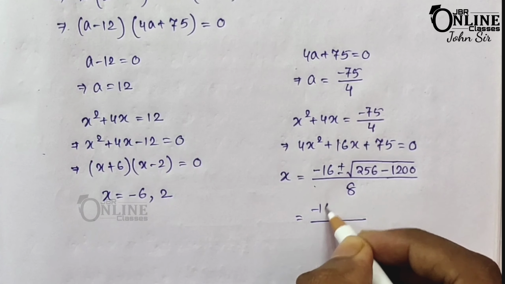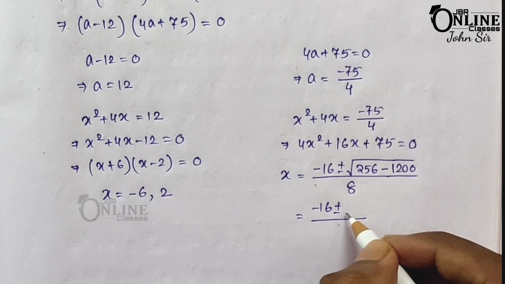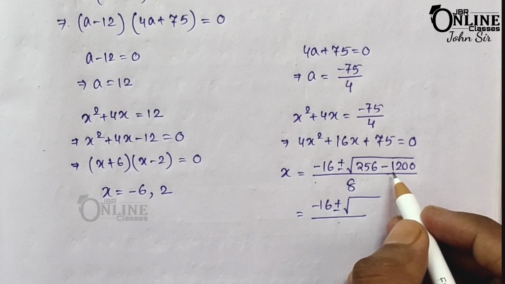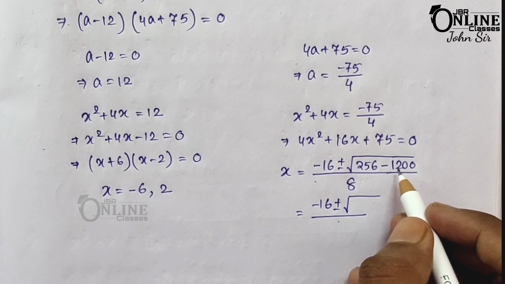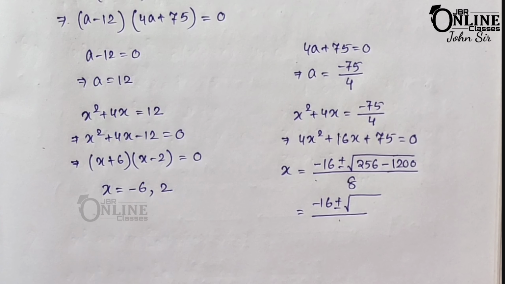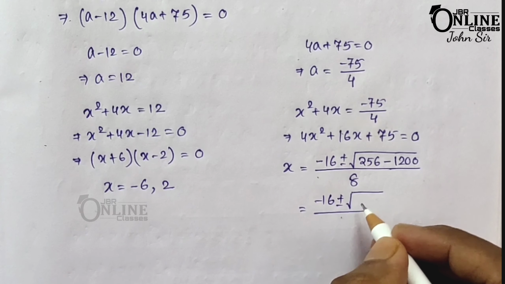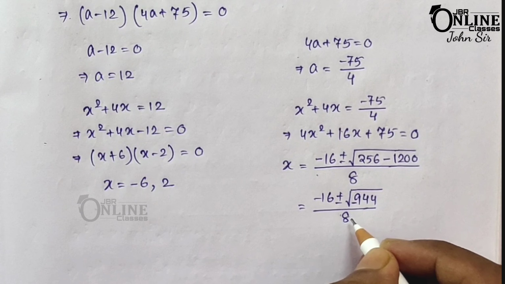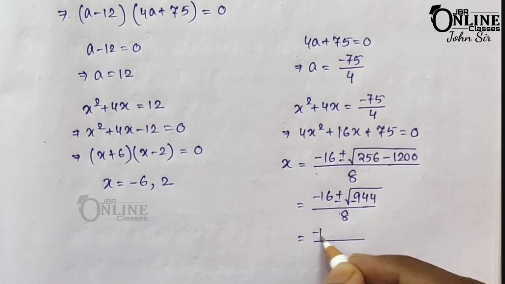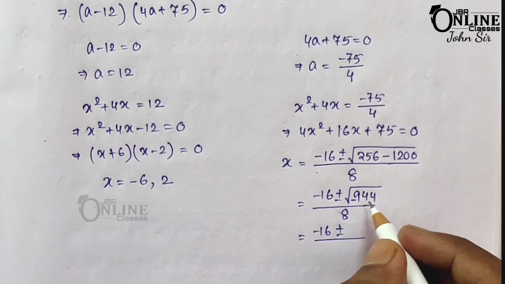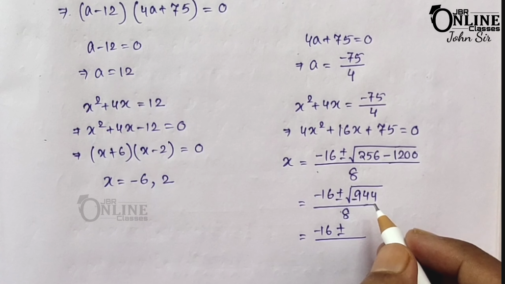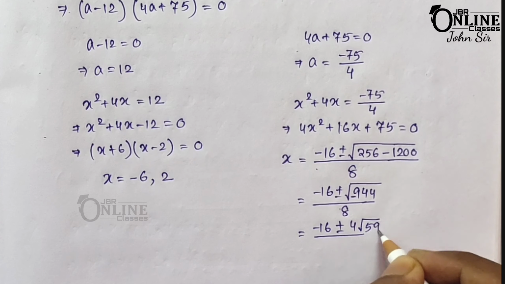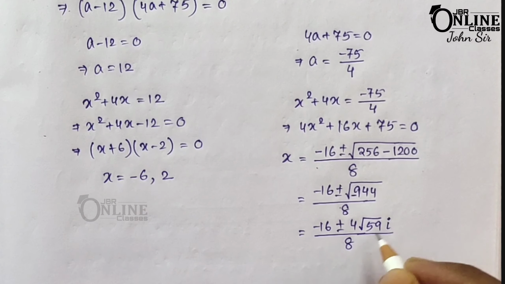So here minus 16 plus minus, and as here 256 minus 1200. Okay, 256 minus 1200, so it will be 944 in negative, divided by 8. So here minus 16 plus minus 944 means 59 into 16, and root over 16 means here 4. So 4 root over 59i divided by 8.